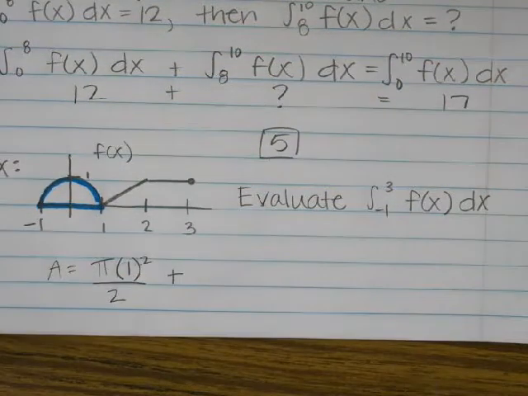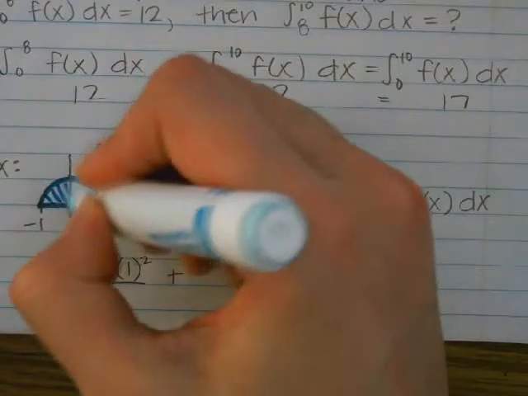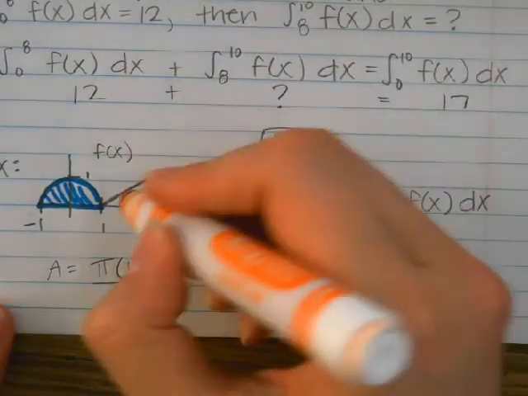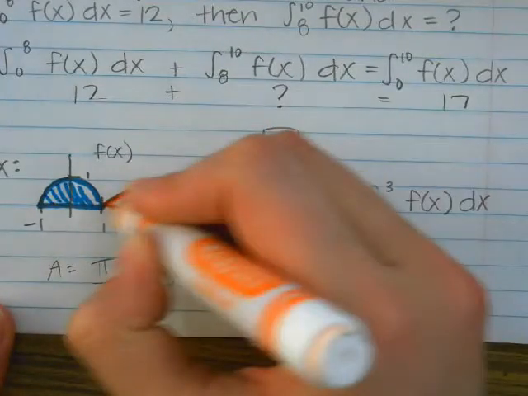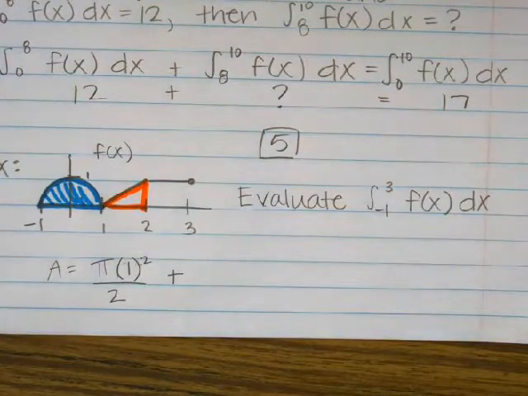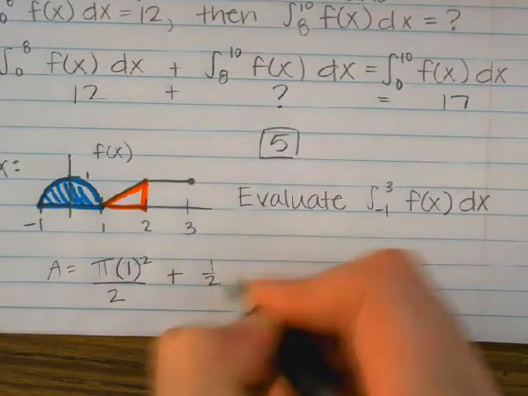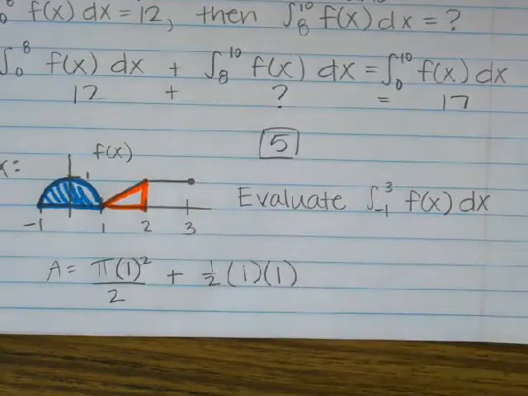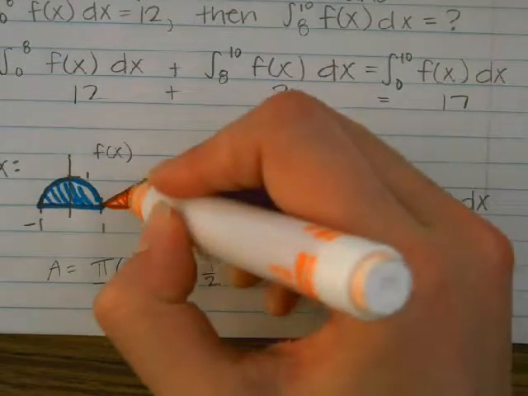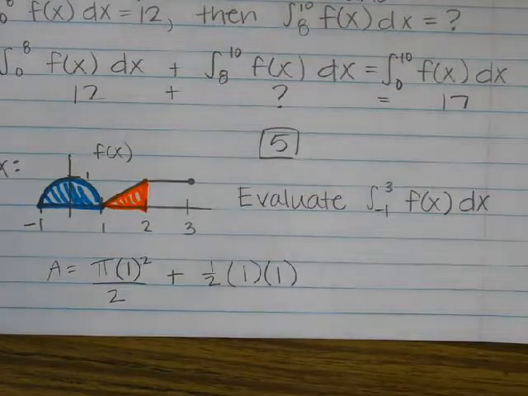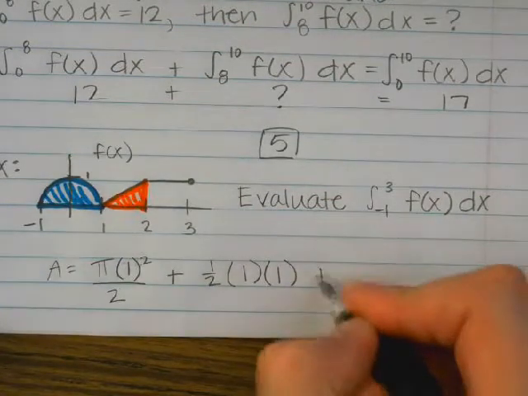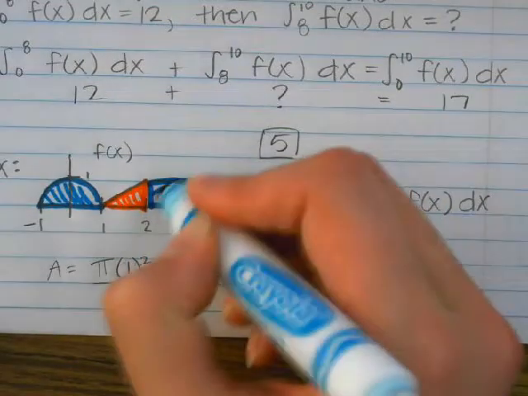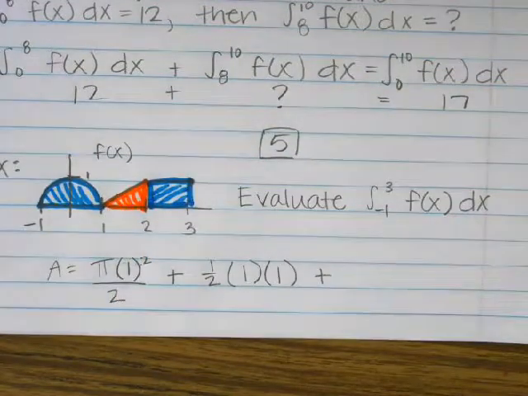Okay, what's another shape you see? A triangle and a square. Okay, I see a triangle. How do we find the area of that triangle? One half base times height. One half. What's the base? 1. What's the height? 1. Okay, there's our triangle. And then what was our last shape? Square, one by one. It looks like a rectangle, but we know the sides are the same length. Okay, 1 by 1.